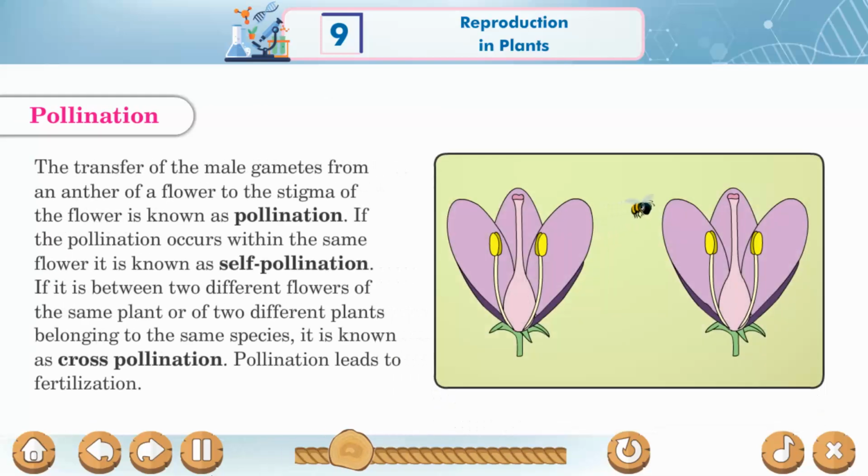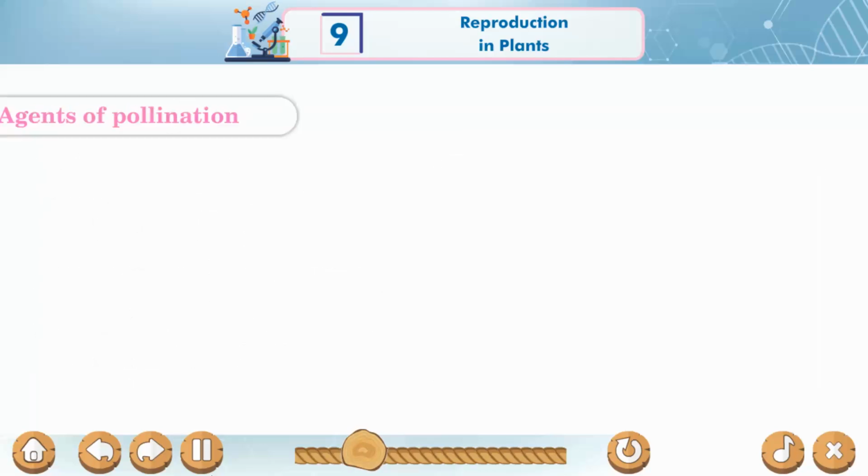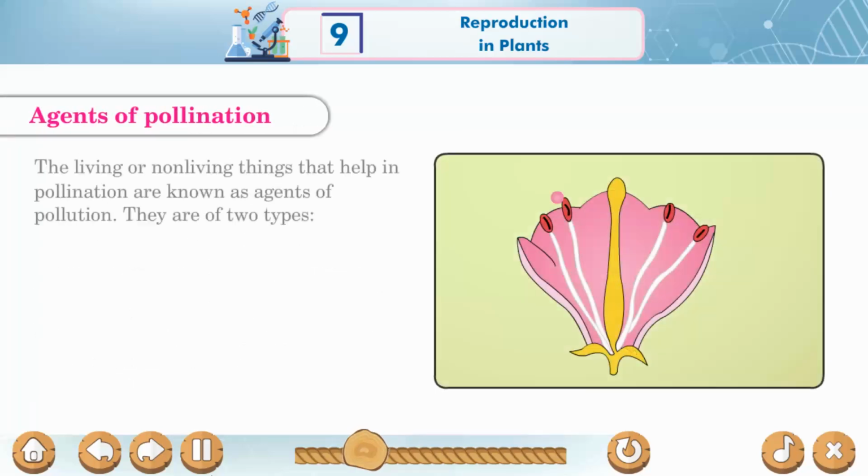Pollination. The transfer of the male gametes from an anther of a flower to the stigma of the flower is known as pollination. If the pollination occurs within the same flower, it is known as self-pollination. If it is between two different flowers of the same plant or of two different plants belonging to the same species, it is known as cross-pollination. Pollination leads to fertilization. Agents of pollination. The living or non-living things that help in pollination are known as agents of pollination. They are of two types.